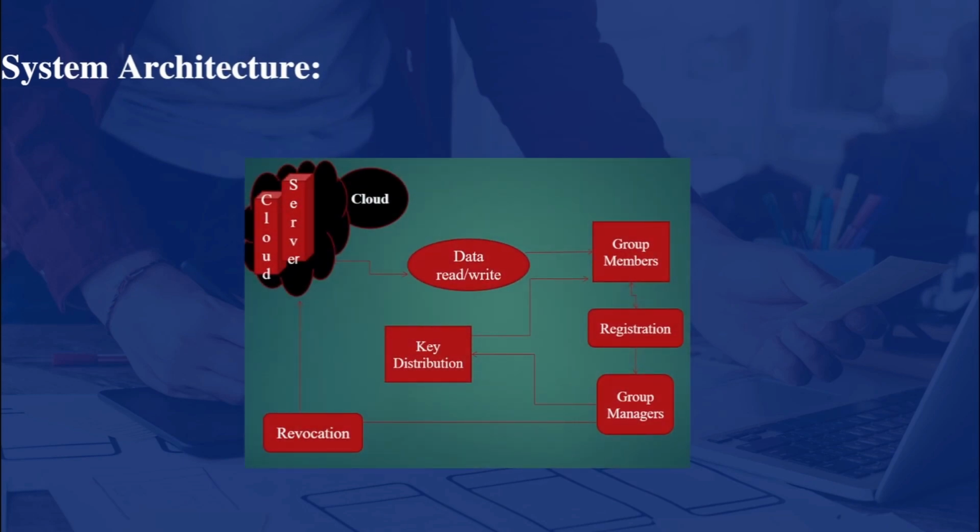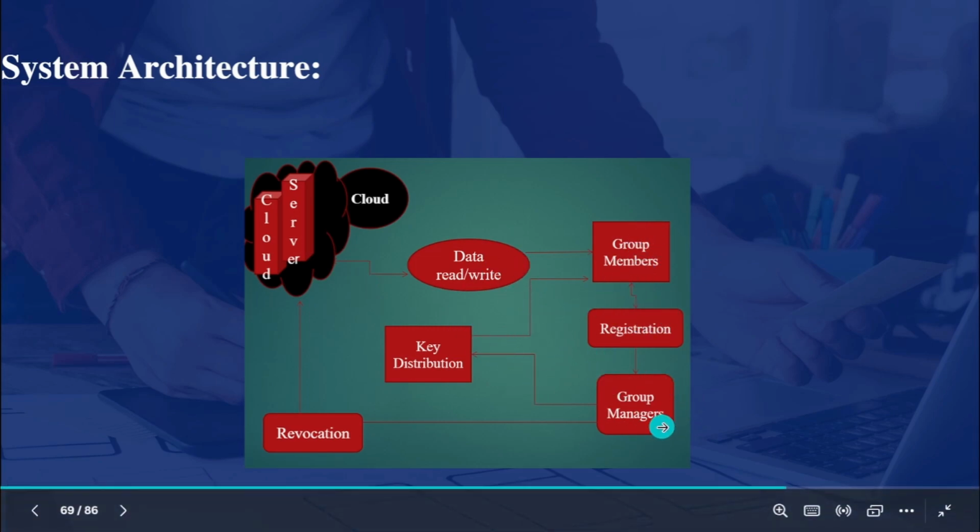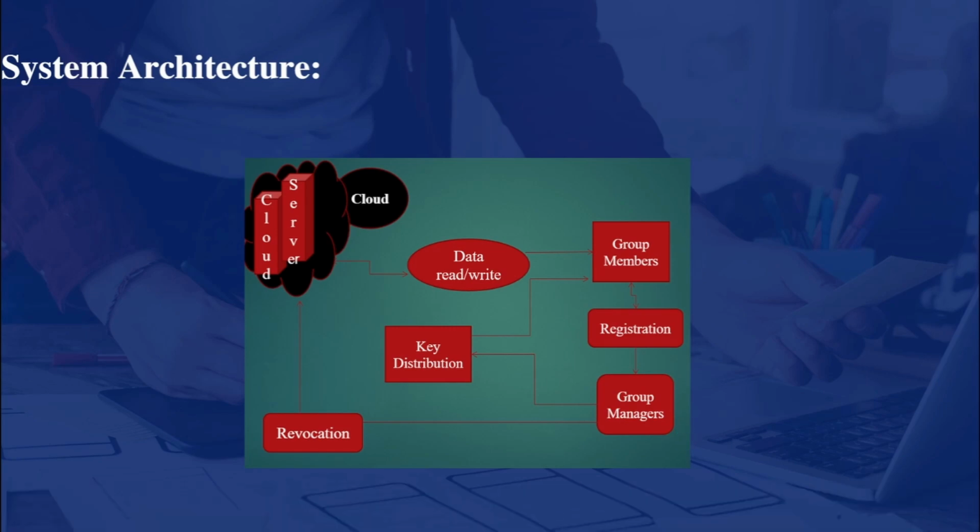When you look at the system architecture, these are the different blocks present in the system architecture diagram. For example, I have the cloud server, data read or write, the group members, registration, and the group manager. Everything will be stored securely in the form of blocks. There will be a block key, and a group manager who needs to distribute the keys, with key distribution and revocation. From this architecture diagram, you can understand what we are going to do in this project.